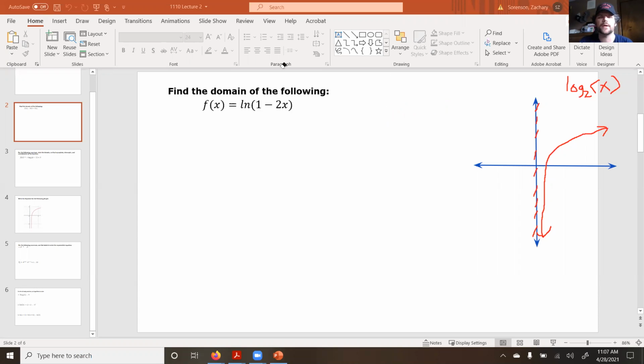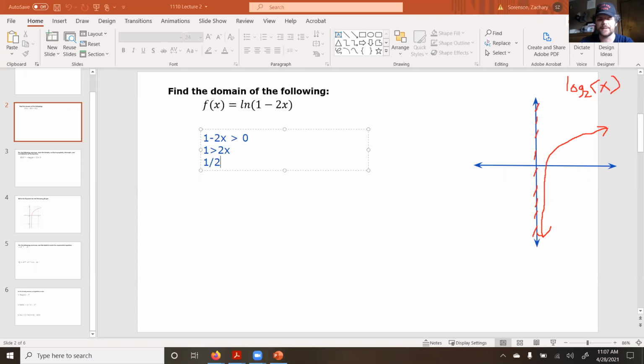Now, if we're doing logarithms, the process is I take whatever is inside my log or my ln or my log base b, doesn't really matter what the base is, and then I set that greater than, just greater than 0, not greater than or equal to. So almost the exact same thing as a square root. The small change here is it's not greater than or equal to. And then every other step of the process is the same. I solve for x, divide both sides by 2.